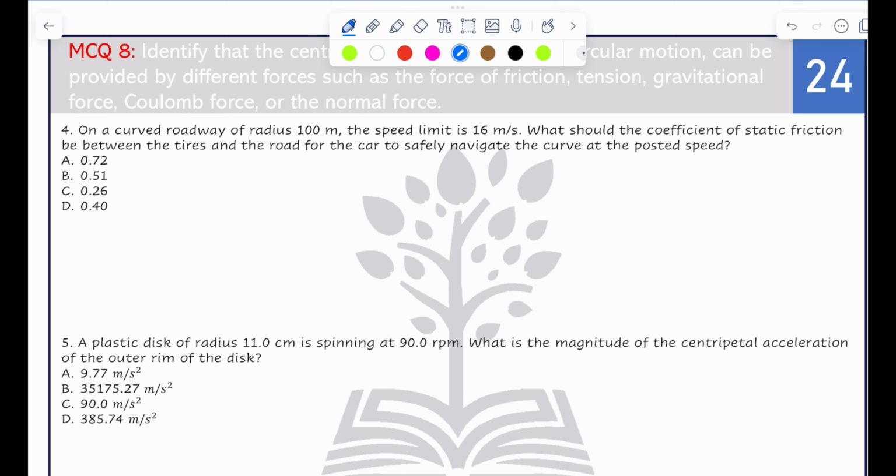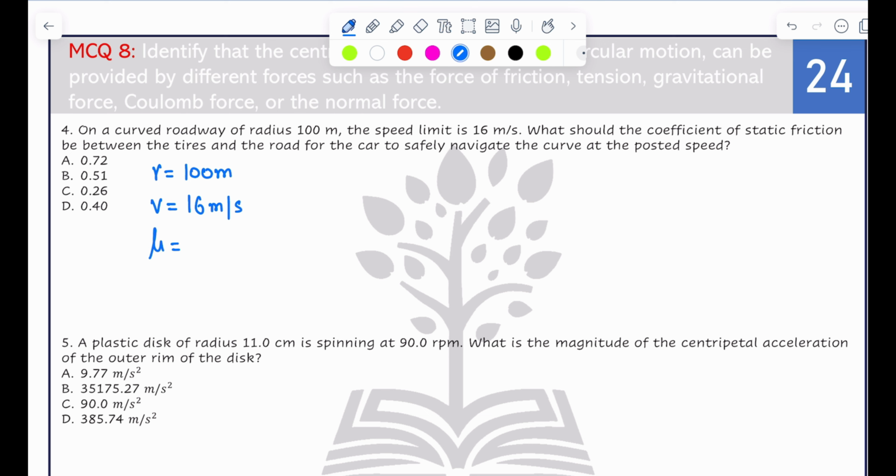On a curved roadway, the radius is given. The radius R is 100 meter. The speed limit, velocity, is 16 meter per second. Velocity is given. What should be the coefficient of static friction?